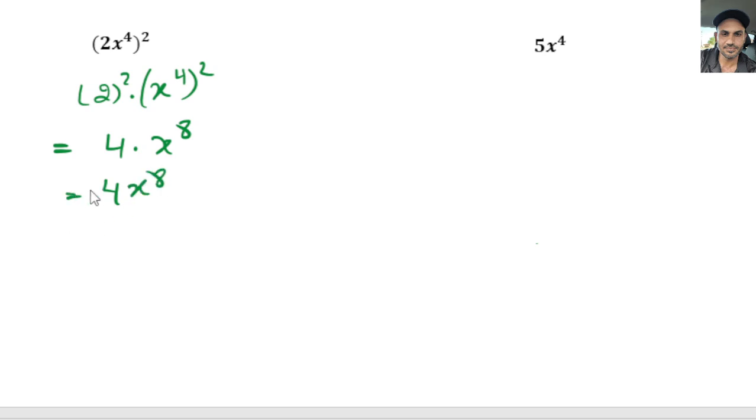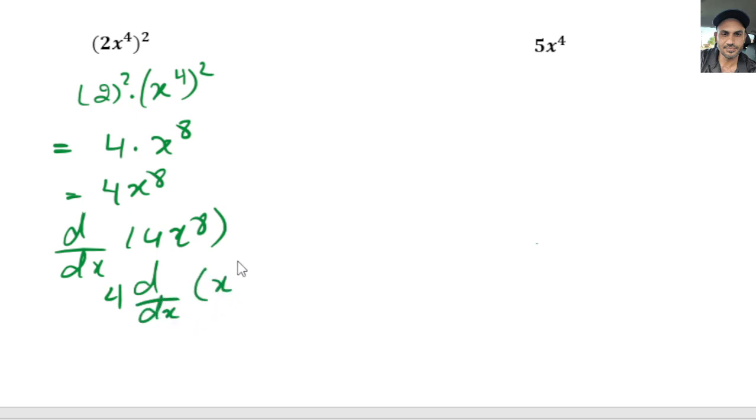And we take the derivative of that, d over dx of 4x to the 8. We can take 4 out of the derivative. And now we just take the derivative of x to the 8. This should be equal to 4 times 8 times x to the 8 minus 1, which is 32x to the 7th. Basically, when I took the derivative, I brought this 8 to the front times x to the 8 minus 1. So x to the 8 minus 1 is x to the 7. So it's 32x to the 7.